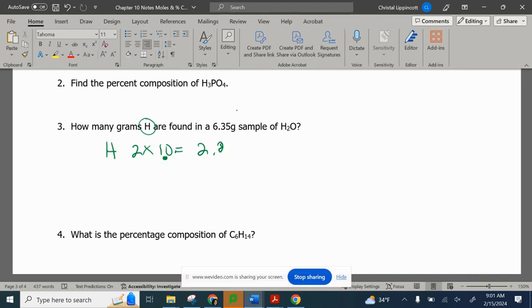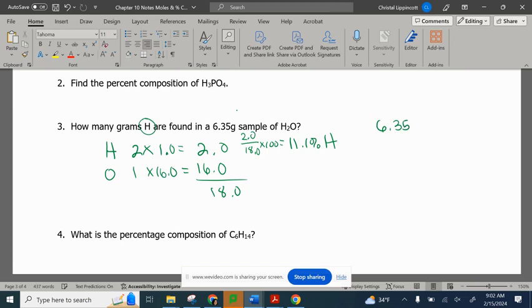Good grief, just erase and start over. My oxygen is going to be 1 times 16. That's going to give me 16.0. I add those together, get 18.0. My hydrogen then is going to be 2 divided by 18 times 100. That gives me 11.1% hydrogen.